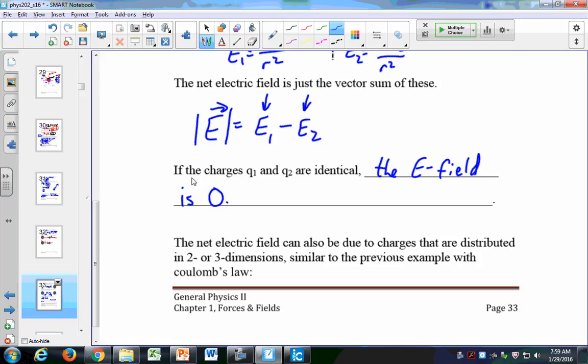We can also do this in two or three dimensions. We'll just do it in two dimensions. May I go down from here, y'all?